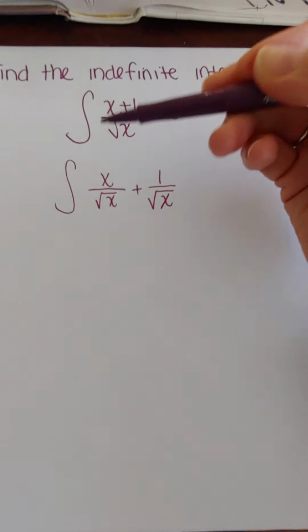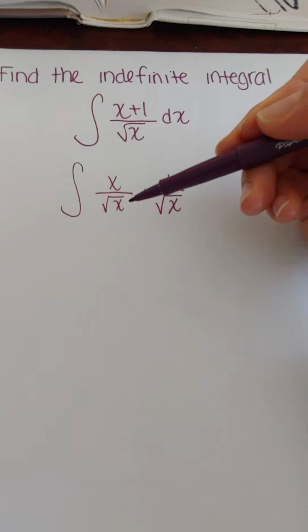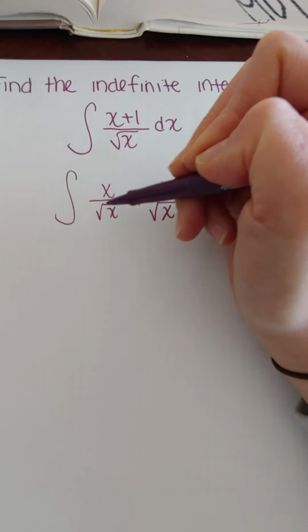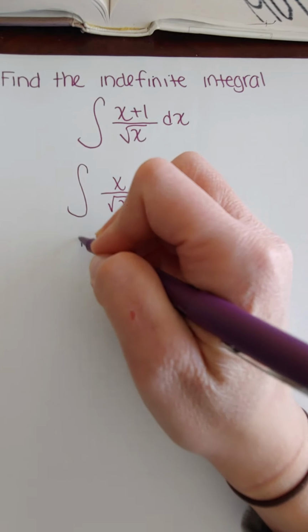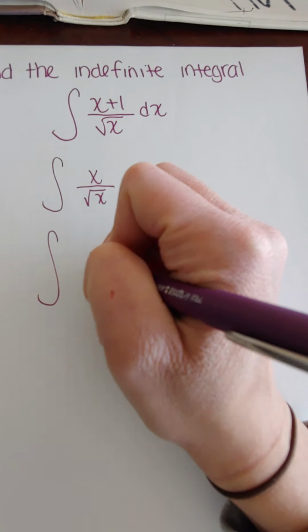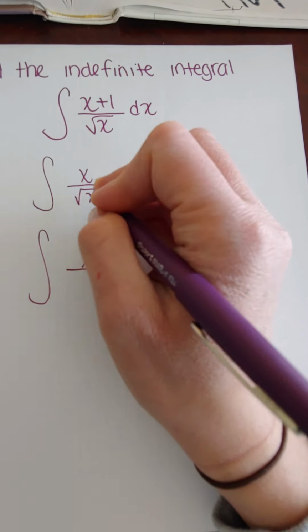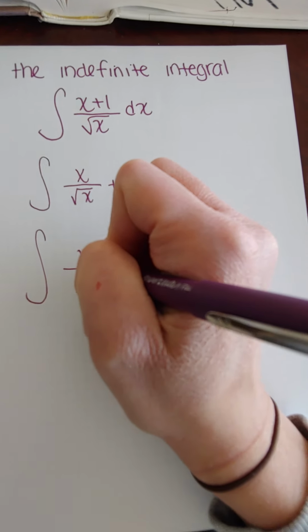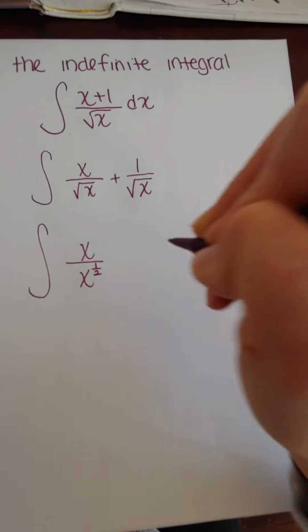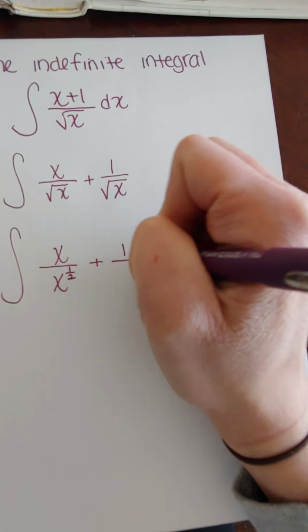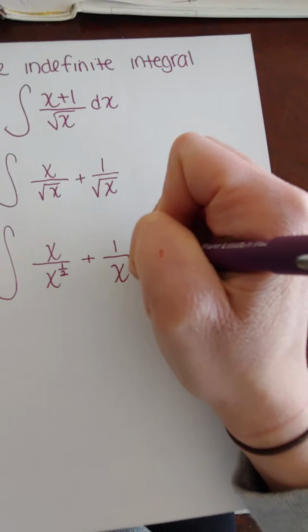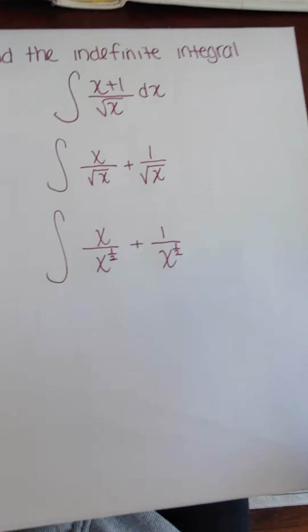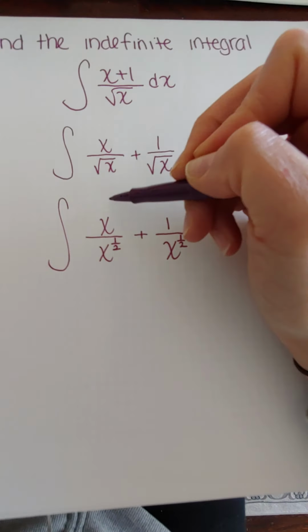Okay, now I can rewrite this radical to be power over root. So I'm going to rewrite again. I'm going to rewrite that bottom to be x to the power over root, and this to be x to the power over root. All right, so now I'm just going to simplify this.